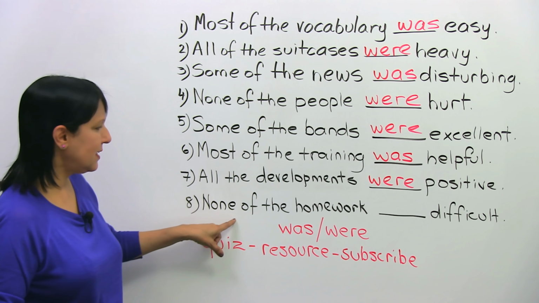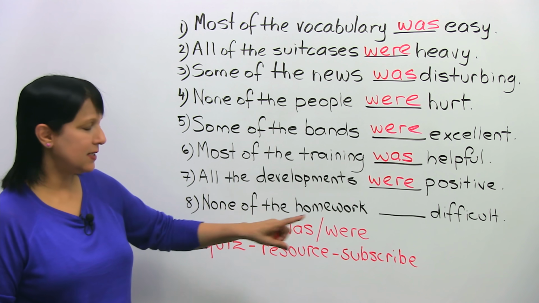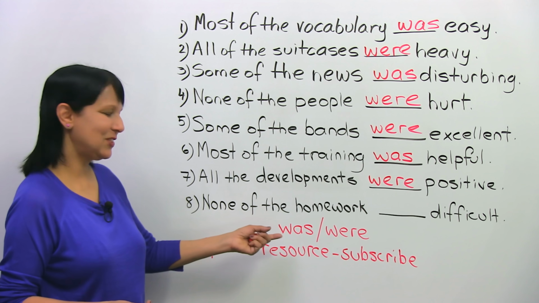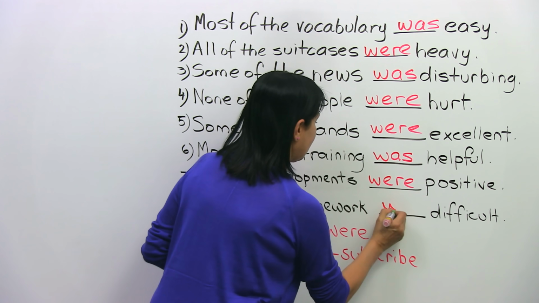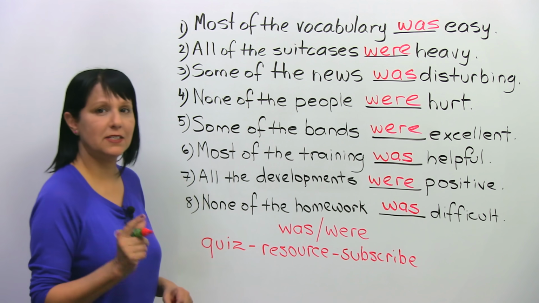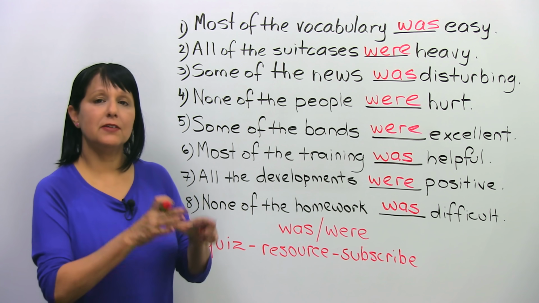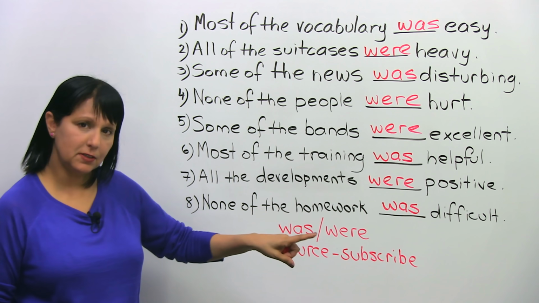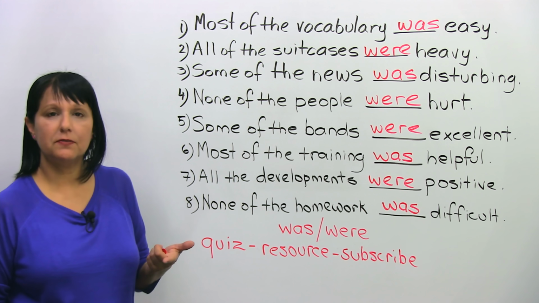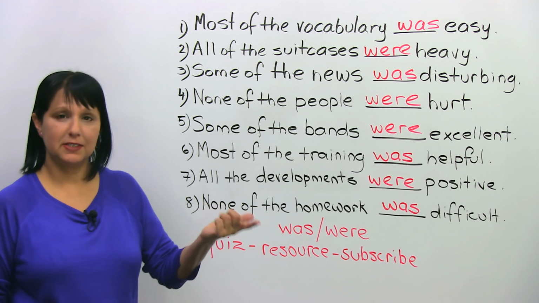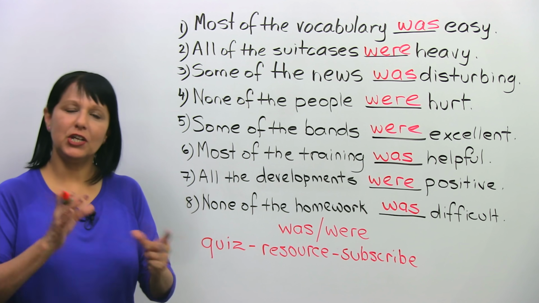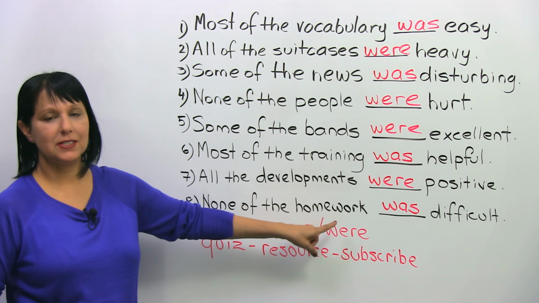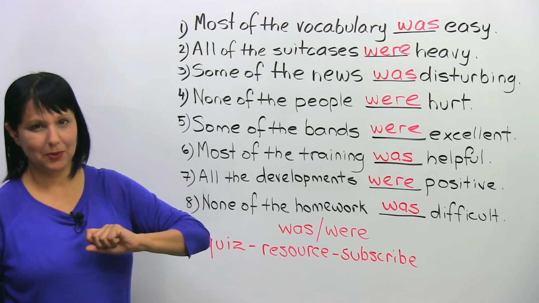And the last one, none of the homework, blank, difficult. None of the homework, what should it be? Was difficult, okay? So homework is another uncountable noun, okay? None of the homework was difficult, but for example, none of the math problems were difficult, okay? So you have to change it according to this noun, whether this noun is uncountable or countable, all right?